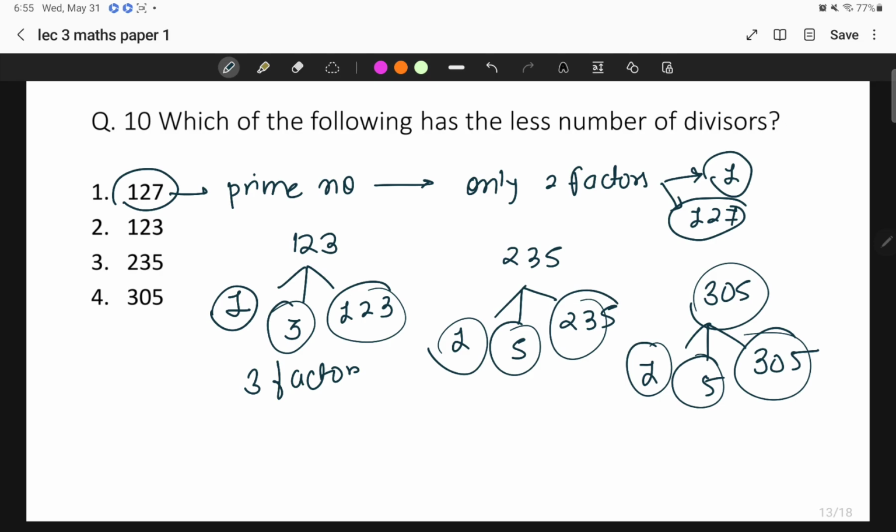We have to find the lesser number of factors, that is the lesser number of divisors. It means the answer for the given question is option A, because it is having only 2 factors. Got it? So the answer for the given question is option A.